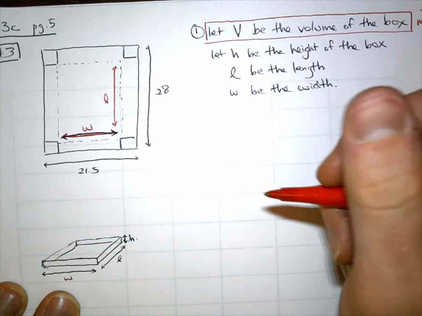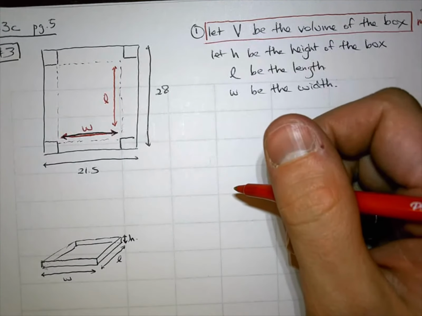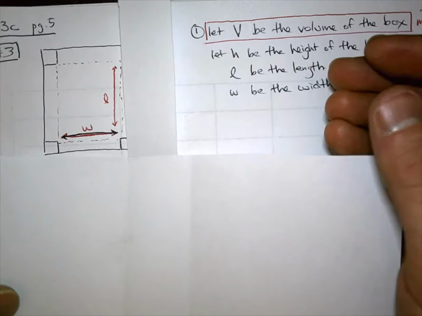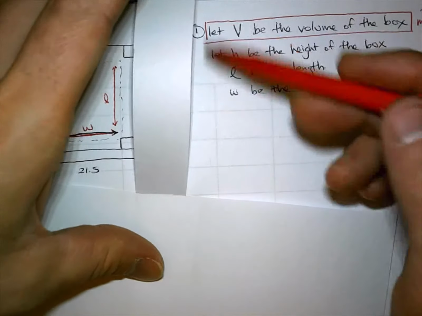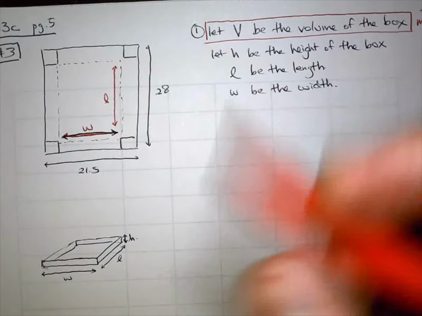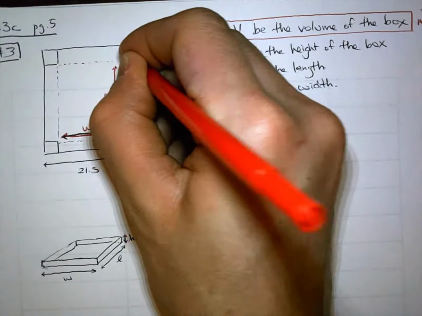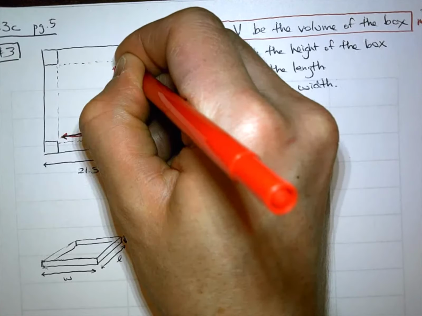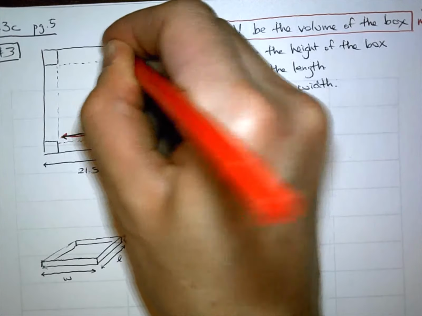And what about my height? Well, if you think back to what I was doing here, the height of the box had to do with the amount of cut. So if I've cut this much out, that cut actually becomes the height. So it would actually be this amount here. Or you could even say this side, right? Because we know it's a square.